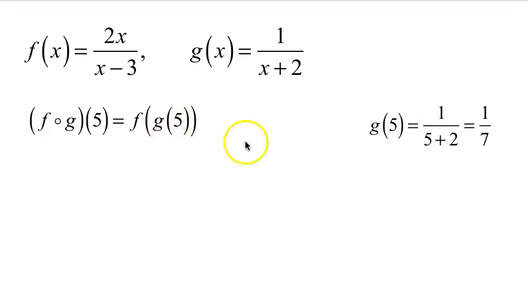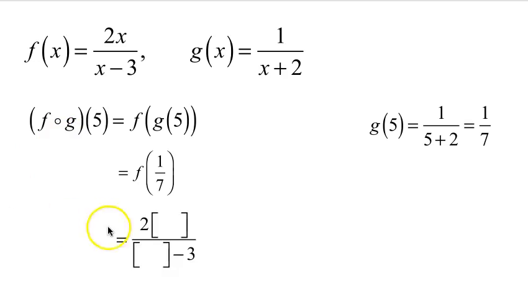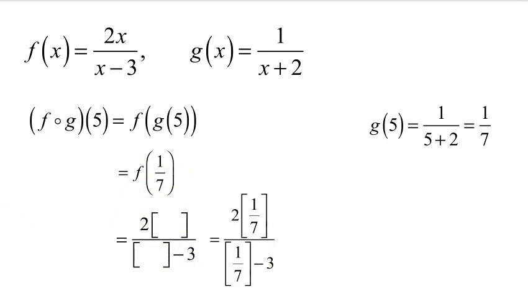And then we'll replace g of 5 with 1/7. So this becomes f of 1/7. Now what does f do? 2 times the input over the input minus 3. What is the input? Here the input is 1/7.